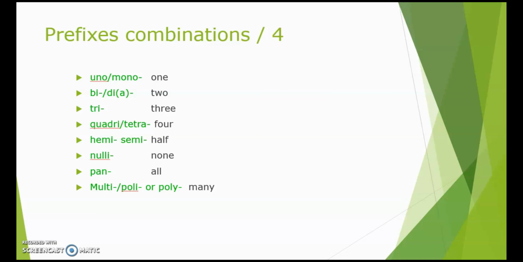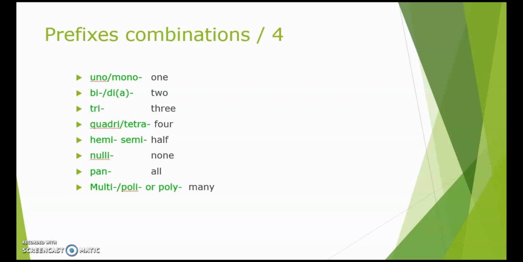Number 4, numbers. Most of these are quite common and common knowledge, so this will be, again, just repetition. And of course, I did not count to 100 here, just a few examples that are the most commonly utilized, at least from the perspective of medical terminology. Uno or mono, one. Bi or di, two. Tria, three. Quadri or tetra, so the first one Latin base, the second one Greek base.